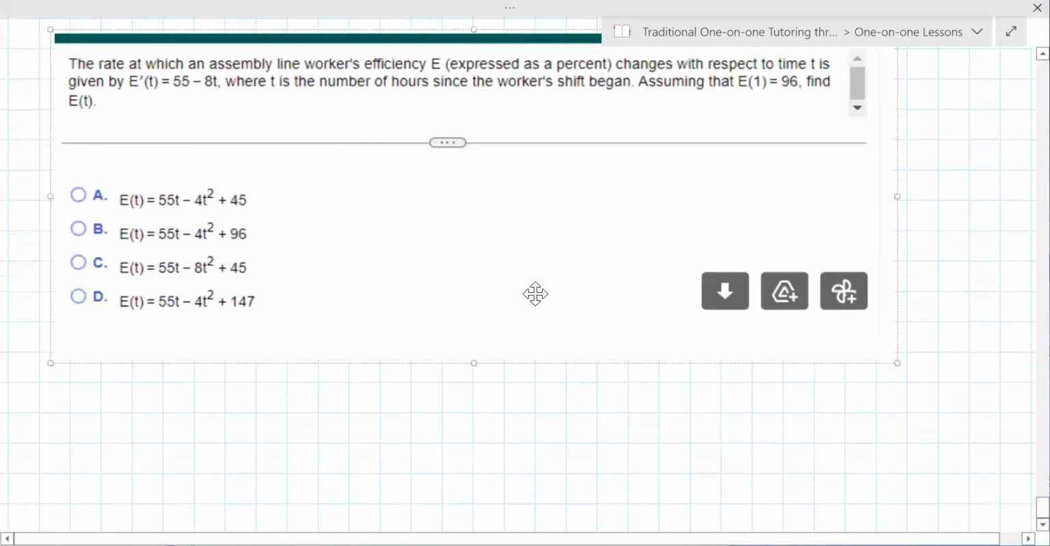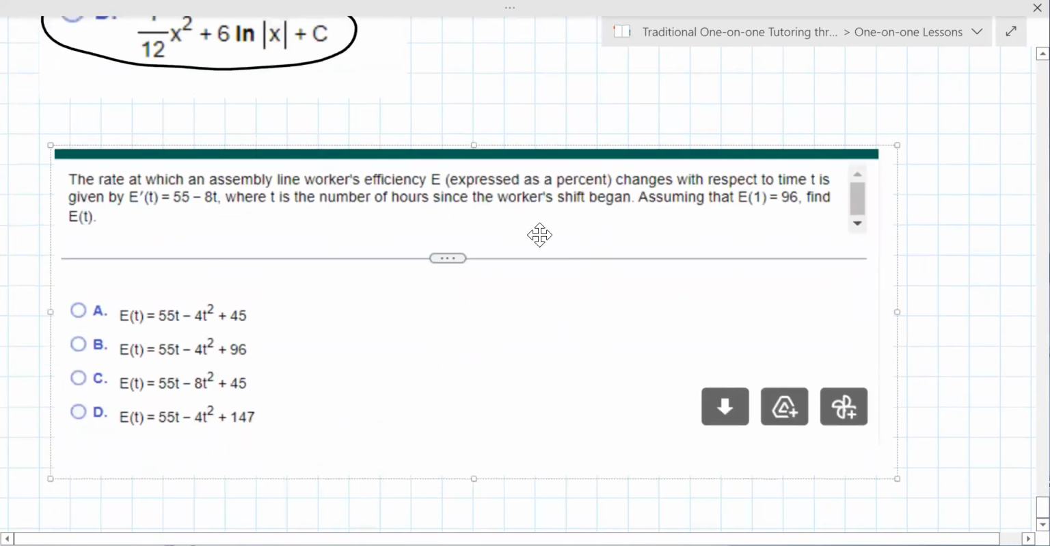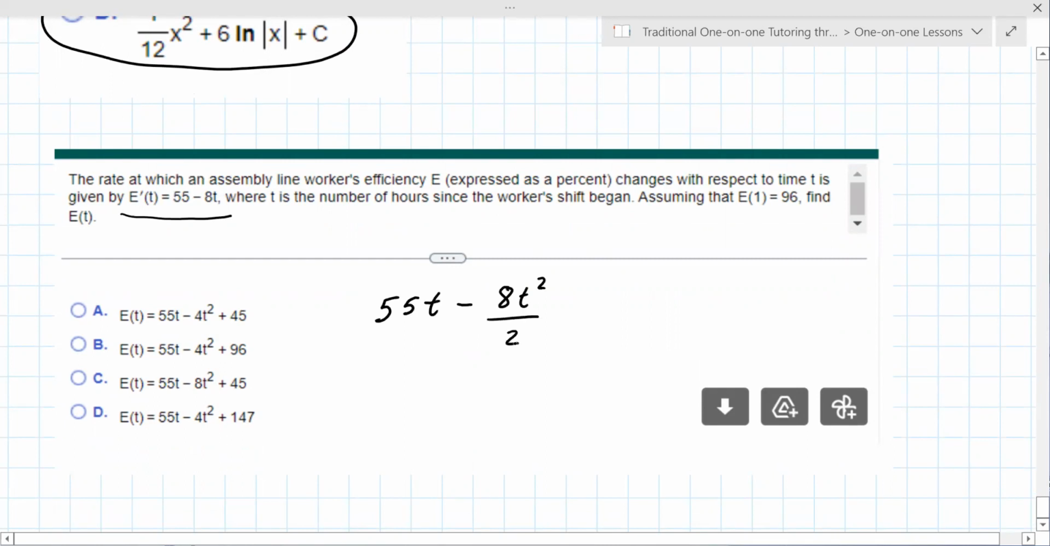All right, the rate at which an assembly line worker's efficiency changes with respect to time is given by this function here. So you have to find the antiderivative of that, and it's power rule again. It's 55t minus 8t squared. So you add an exponent to that over 2 plus c, and then you use this initial condition to find the answer. But it gets rid of one of the answers because it's 4t squared plus c.